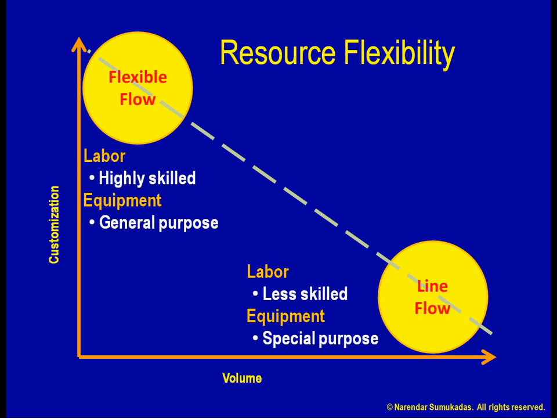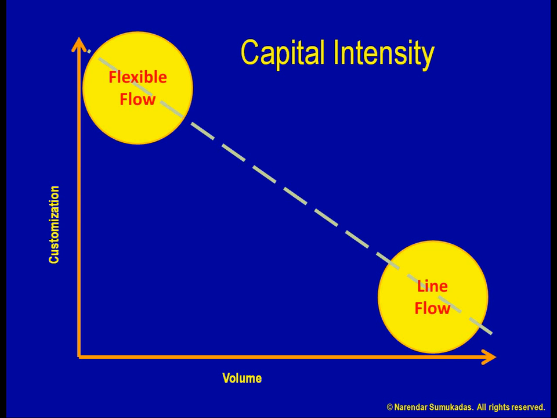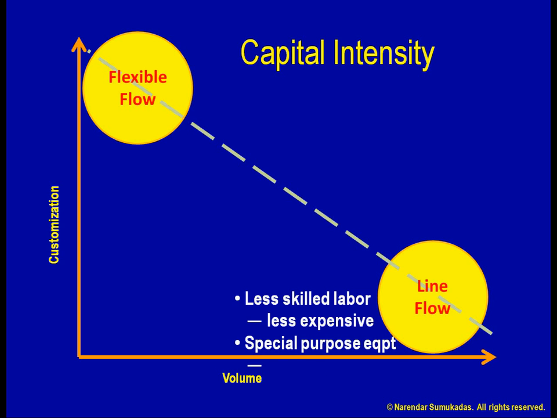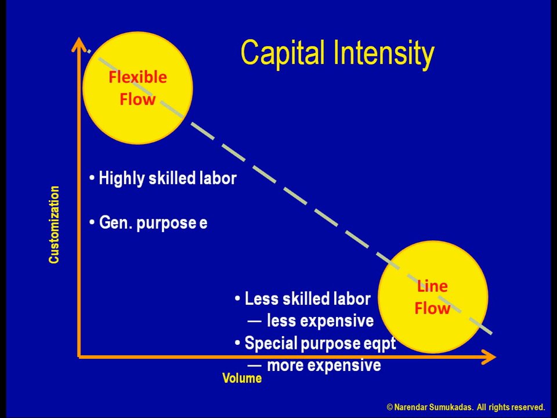That brings us to our next big process decision: capital intensity. At the line flow end, we saw that we need less flexible people along with special purpose equipment. Less flexible people tend to be less expensive, while special purpose equipment tends to be very expensive. On the other hand, at the flexible flow end, we need flexible people along with general purpose equipment. Flexible people tend to be expensive, while general-purpose equipment tends to be relatively less expensive.